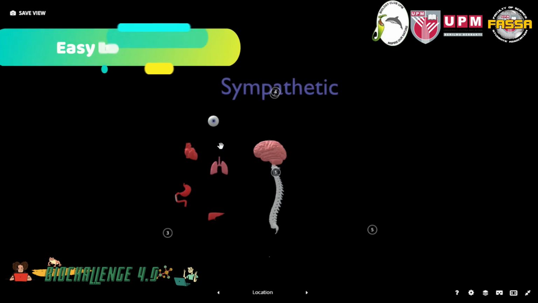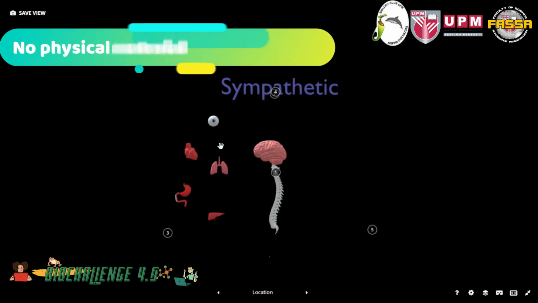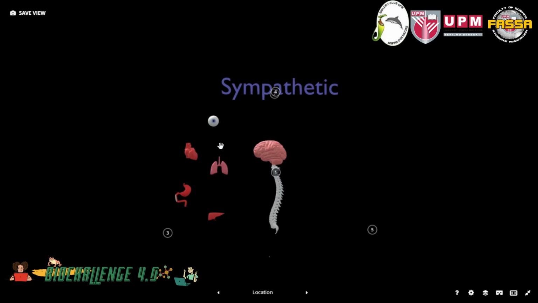Then, the model itself is digital and can be easily shared with anyone. Lastly, this model did not use any physical material, so it is very eco-friendly. Okay, so let's start to utilize this 3D model. As you can see, they are numbered here, so we click the number annotation. Here is the first one.